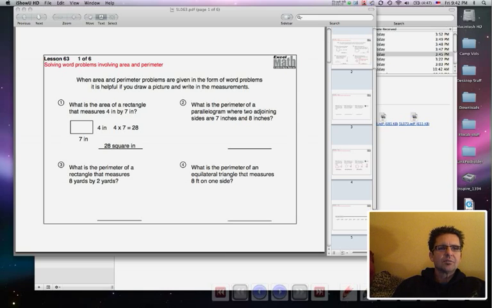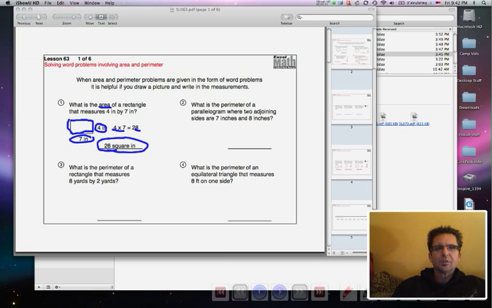It says, what is the area of a rectangle that measures 4 inches by 7 inches? So first what they do here is draw the rectangle and then label it 7 inches on one side and 4 inches on the other. Since we want to find area, we're going to multiply one side times the other to get 28, so the answer is 28 square inches.